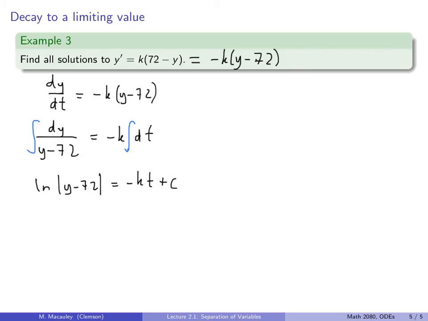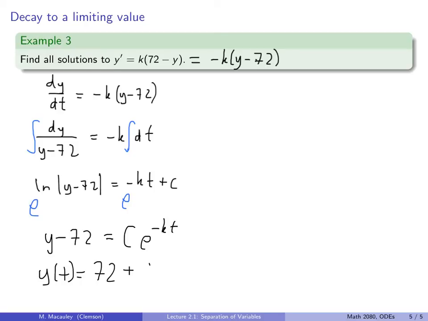And now I'm going to exponentiate both sides as before. Put an e here, put an e there. And I get that y minus 72 equals, and I'm going to write this as c e to the minus kt. Now I'm used to doing that all in one full swoop. And so this means that y of t equals 72 plus c e to the minus kt. So I'm going to circle that. That is my solution.